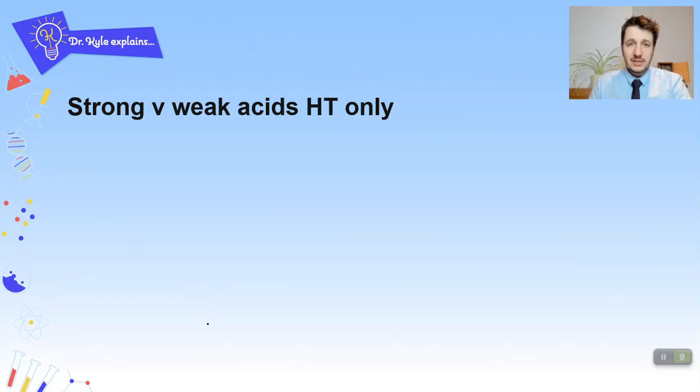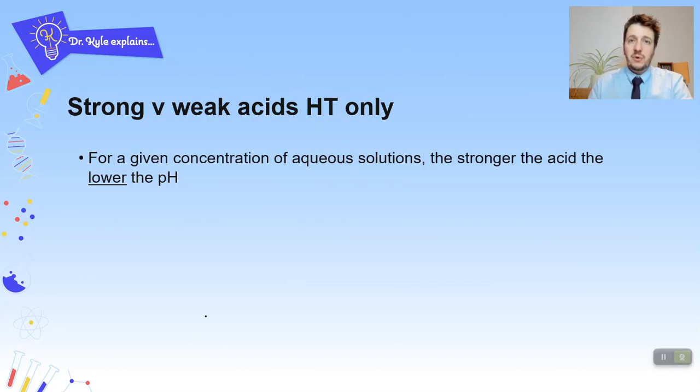Okay, so strong versus weak acids. Now this is higher tier only stuff. So if you're not doing the higher tier, you can stop now. But I just want to go over exactly what the difference is between a strong and a weak acid. So for a given concentration of aqueous solutions, remember aqueous means dissolved in water, the stronger the acid, the lower the pH. So the further you go down the pH scale, so the difference between a pH of 3 and a pH of 1, pH 1 is the stronger acid.